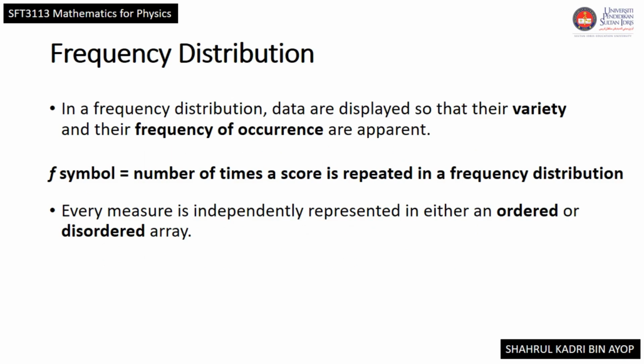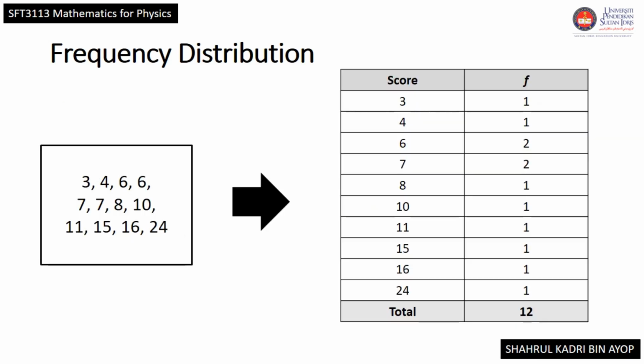In a frequency distribution, data are displayed so that their variety and their frequency of occurrence are apparent. The frequency of occurrence can be represented by f. That means the number of times a score is repeated in a frequency distribution. Every measure is independently represented in either an ordered or disordered array. If you can see here, this set of data can be transformed into a frequency distribution.